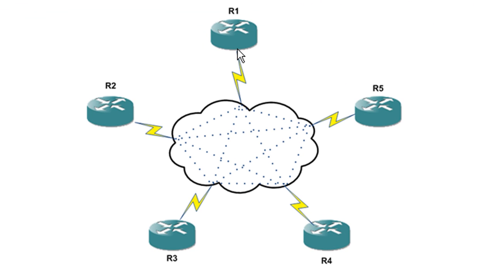R1, if this was point to points, would have a connection to R2, R3, R4, R5. It would have 4 connections here. Here it only has 1 and then 4 virtual circuits. But if something happens to this access circuit, suddenly R1 is down completely. So you have a single point of failure, and that would be the physical access circuit at each location.